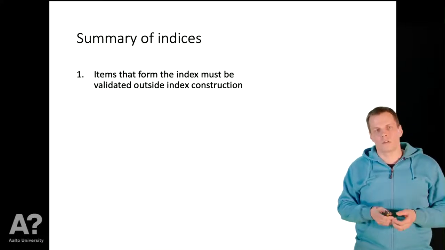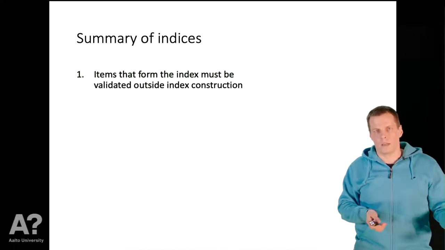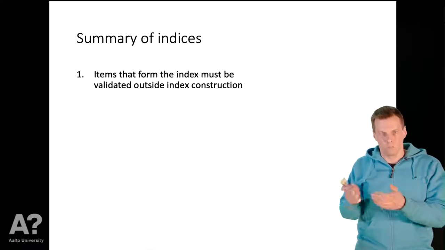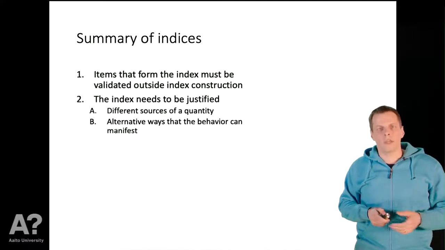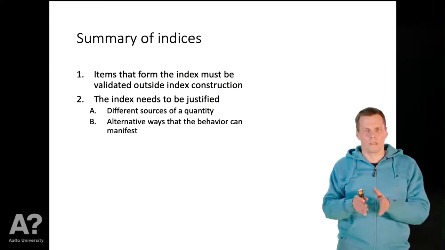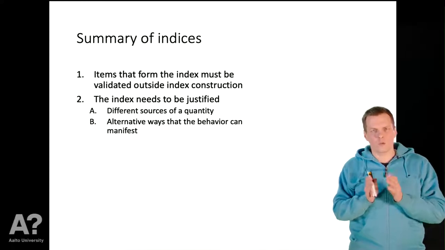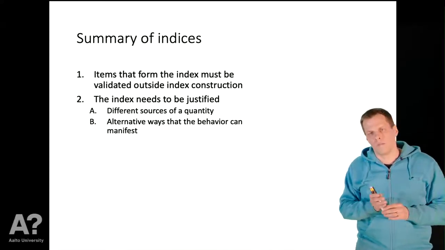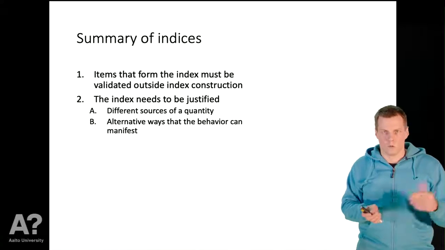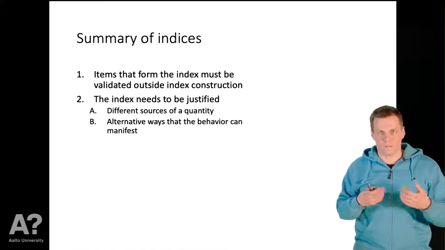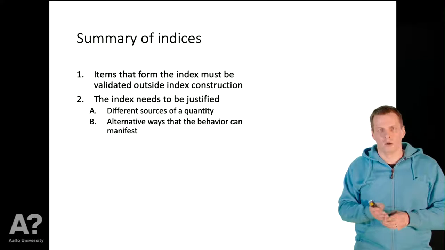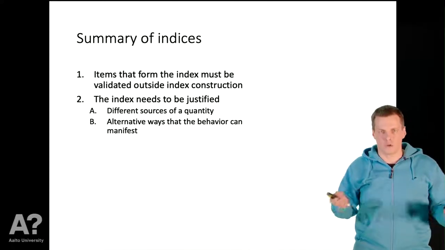If we have survey measures, we ask people how much wine they drink, how much beer they drink, how much hard liquor they drink, then we have to validate and assess the reliability of those survey measures before we form an index. Then we have to justify the index. Does it make sense to sum these three different variables? I can think of two different justifications. One is that the variables that go into the index present different quantities or different forms of the same thing. So wine, beer, hard liquor all present different forms of alcohol. Or they present different ways that the behavior can manifest. For example, different ways that you can redesign your supply chain.